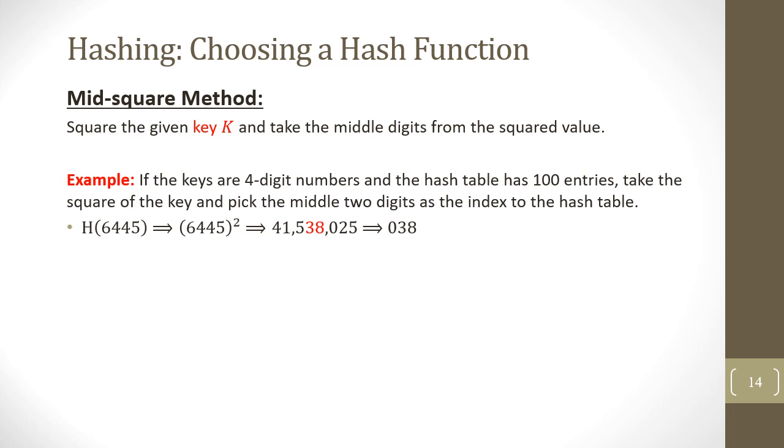For example, if we have the number 6445, the hash function will be that we square this number and take the middle 2 digits of the squared value, which is 38. So our index to the hash table will be 38.